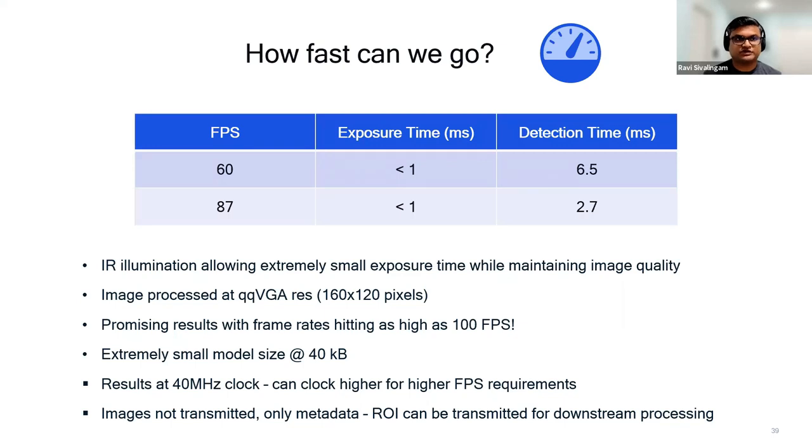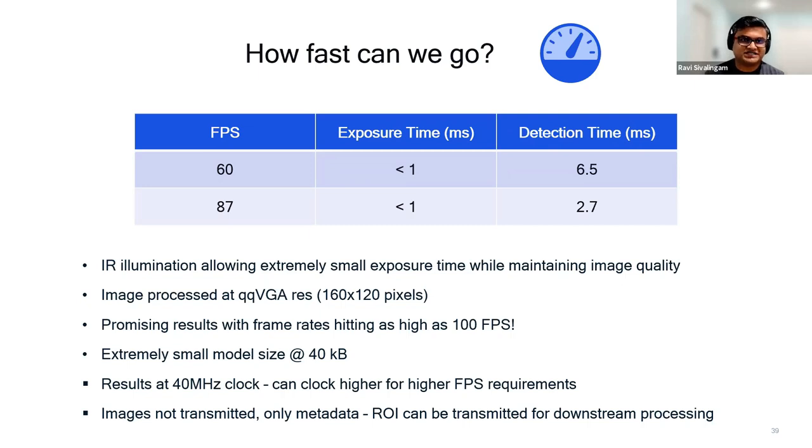So we've shown that we can reliably run this with a very low exposure of less than 1 millisecond, and a detection time of just under 10 milliseconds. We can reliably do 60 frames per second pupil detection. We've also shown on individual devices that we can go all the way up to 100 frames per second. And these images are processed at QVGA. Because of the relatively constrained use case, you don't need a much higher resolution to detect the pupil.